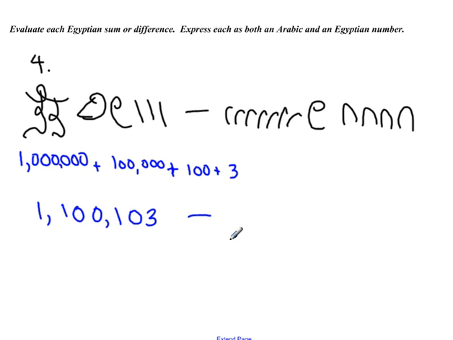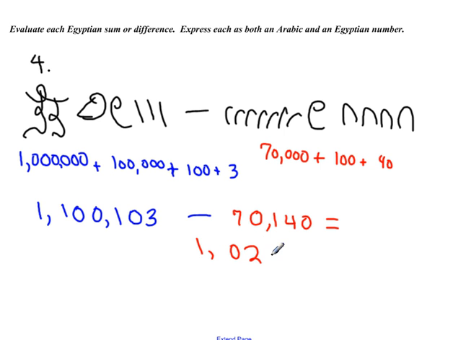The highest value are the pointed fingers, and there's 7 of them. So that's 70,000, plus a coiled rope is 100, plus 4 heel bones is 40. Add that up, or again, start at 7 pointed fingers. Then we'd have 0 lotus flowers. We have 1 coiled rope. We have 4 heel bones and 0 strokes. Do the math. Well, this happens to be a subtraction problem, so when we subtract these numbers, you get 1,029,963.